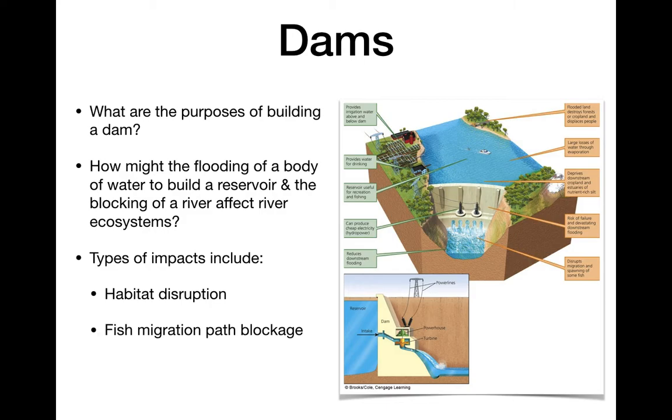Fish migration paths. Some fish will migrate up rivers to a certain spot, like salmon are famous for doing, and they migrate up the river and then lay their eggs and spawn. If they can't do that because a dam is in the way, that's going to cause a huge impact on the entire ecosystem, because of course salmon are a big part of the food web.